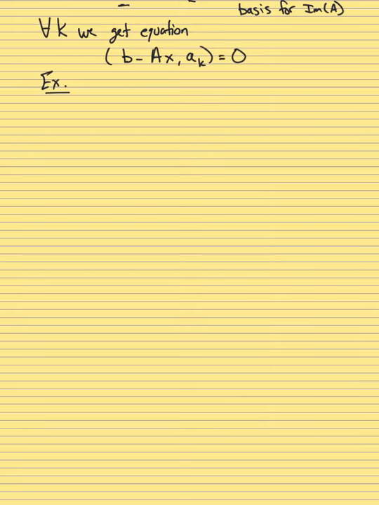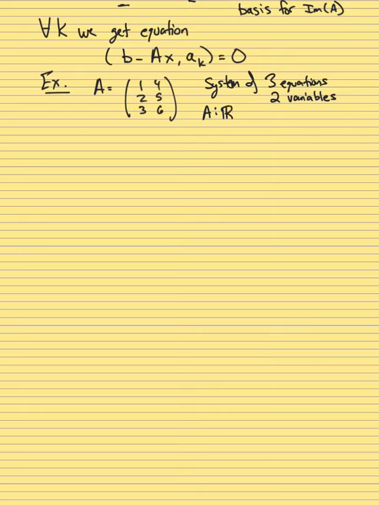So let's say A is going to be equal to [1, 2; 3, 4; 5, 6]. If you would like, you could think of this as a system of 3 equations with 2 variables. I haven't written down B yet, but I will soon. Or you can think of it as inducing a map, say from R2 to R3.